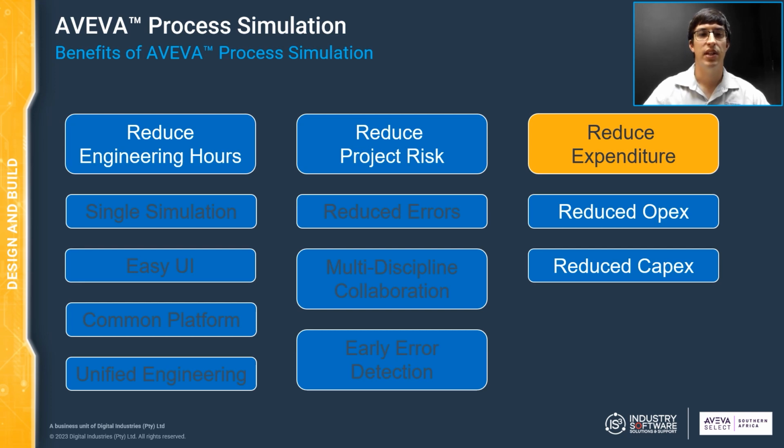Reducing engineering time and project risk reduces the project expenditure. Optimizing equipment sizes and streamlining designs lead to less capital expenditure. Operating at the optimal points in better designed equipment also requires less operating capital.